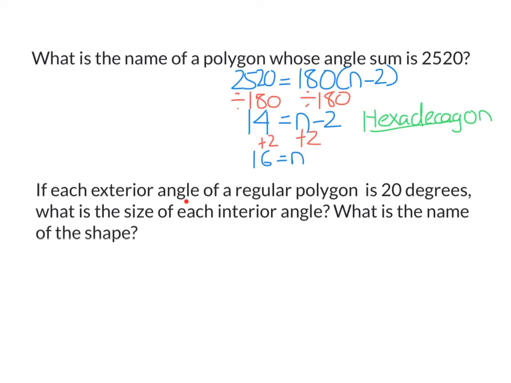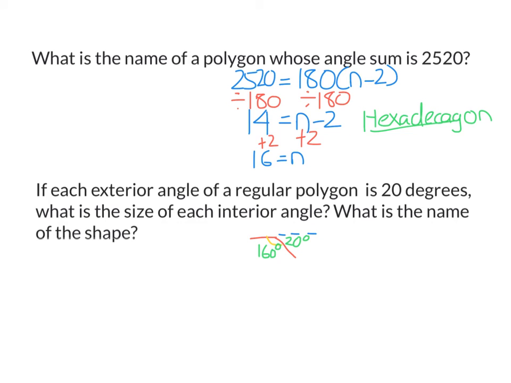Each exterior angle of a regular polygon is 20 degrees. What is the size of each interior angle, and what is the name of the shape? I know that the exterior angle of a shape is just 180 minus the interior angle. If we have a shape like this, if this is the interior angle, the exterior angle is here. We're told the exterior angle is 20 degrees. So each interior angle will be 160 degrees, just 180 minus 20.